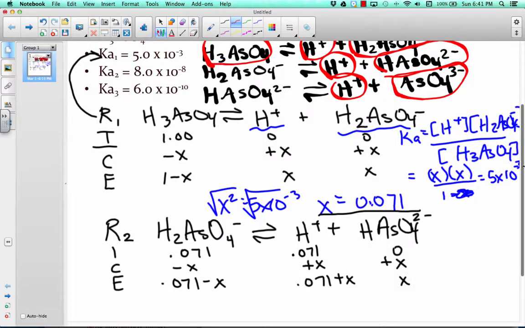So now let's write the Ka for the second dissociation. Products over reactants, just like before.